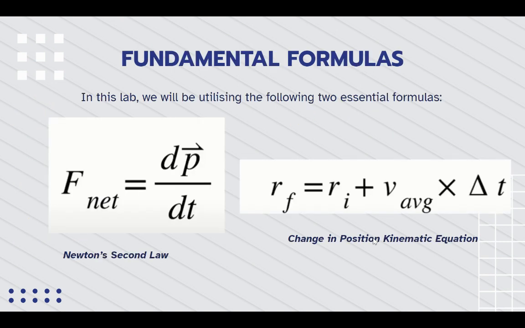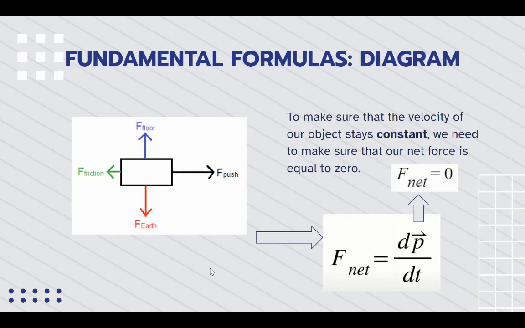So, first of all, the formulas we're going to be using for this lab are Newton's second law and the change in position kinematic equation. As you see, this is F net is equal to the change in momentum divided by t, and then final position is equal to the initial position plus the average velocity times delta t. This is pretty basic. And so I believe we need to be looking at this free body diagram to understand why F net should be equal to 0 in this case.